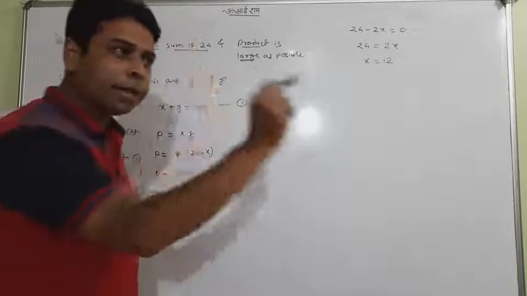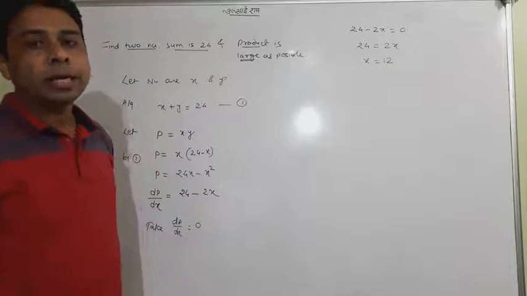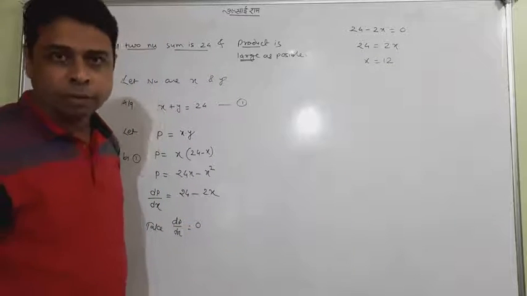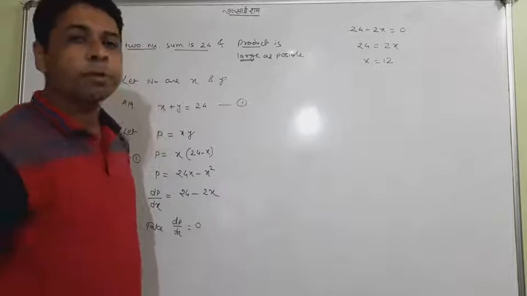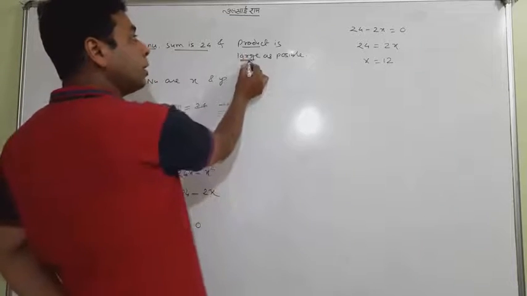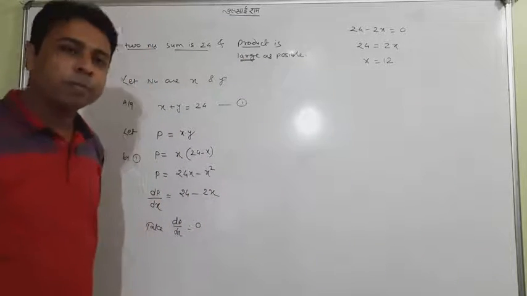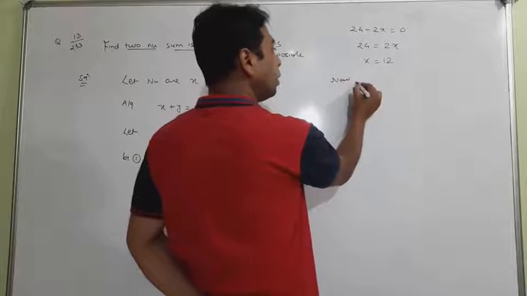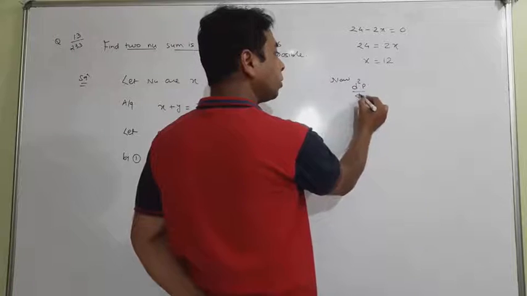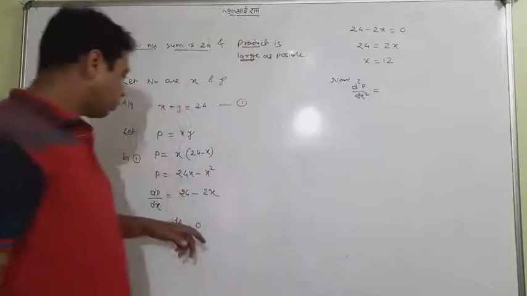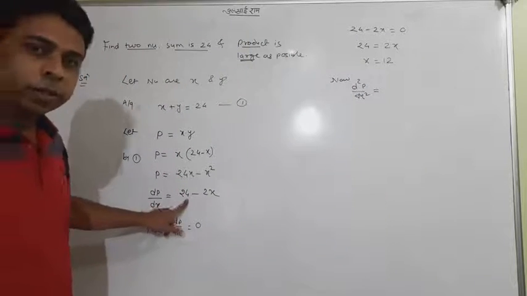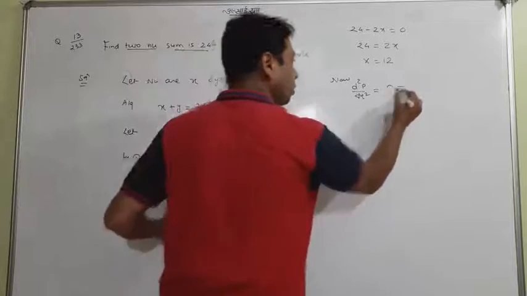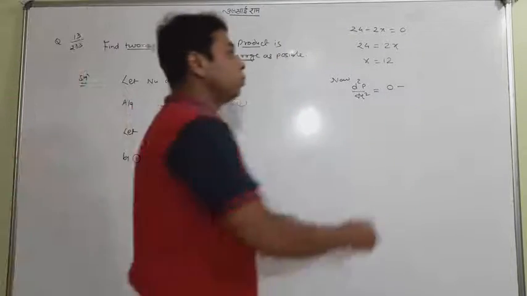But this is not my destination. We already have x here, but we have to show that the product is maximum. So we'll check now. How to check? We find the double differentiation. So what is the double differentiation? d square P by dx square. Look, 24 has a 0 differentiation and 2x has a 2.